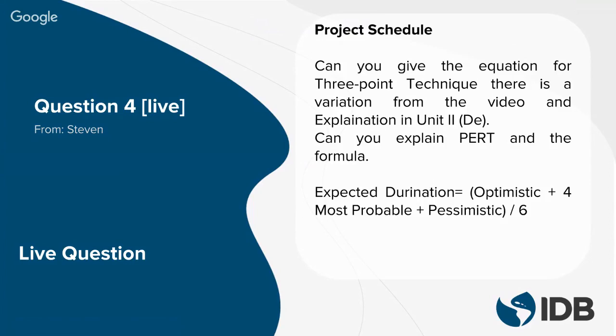PERT is a program estimation technique that is widely used in knowing the estimations, the durations, of an activity in a project, but you can also use PERT in the estimation of the cost of the project. You will see that a little later. But for PERT, the answer is: the duration of an activity is the optimistic duration, plus 4 times the most probable duration, plus the pessimistic duration, all of that divided by 6.